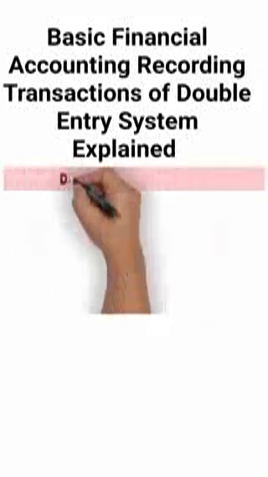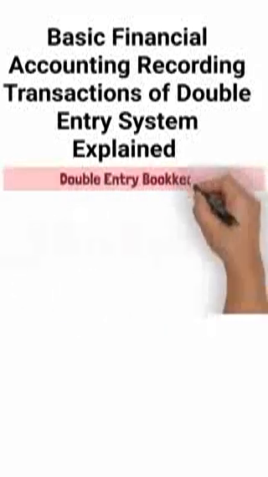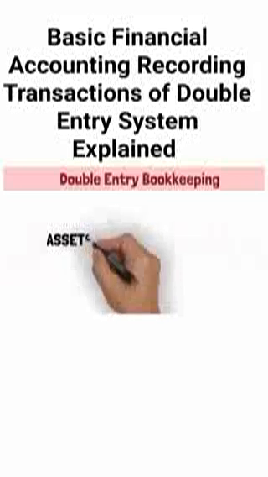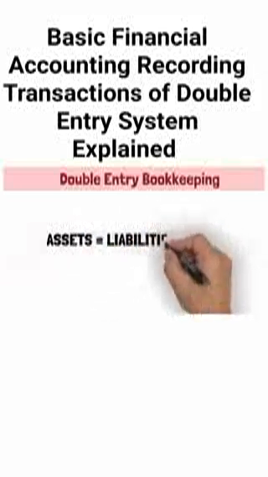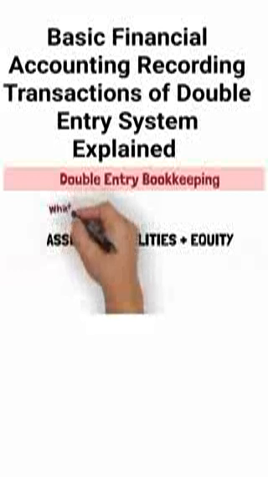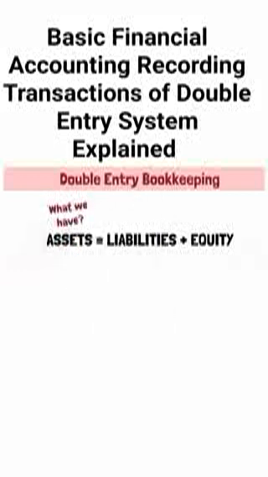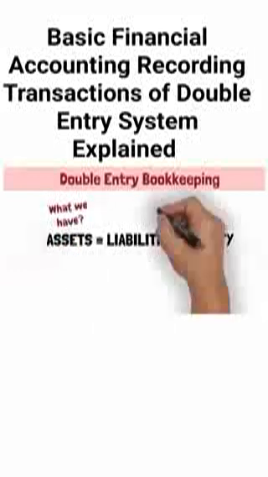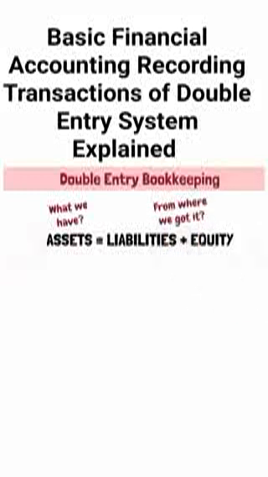To better explain the concept of the double entry system, let us refer back to the accounting equation that we introduced in the third video of this series. Assets equals liabilities plus equity. And as we said before, the assets side shows what resources the business has, and the liability and equity side shows from where the business got these resources.